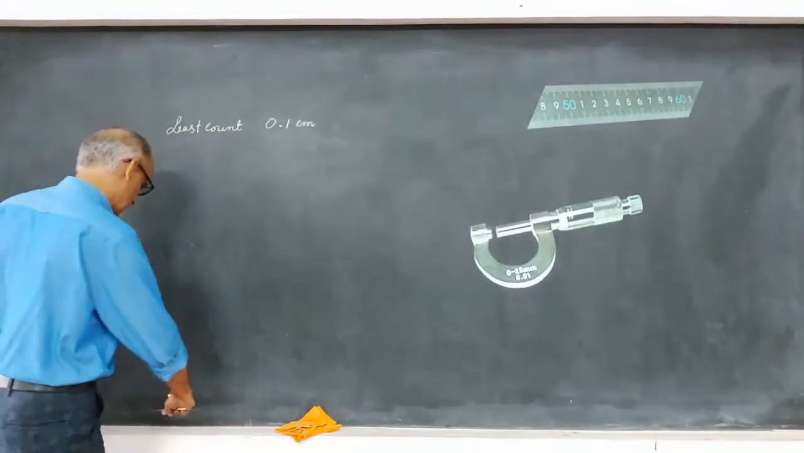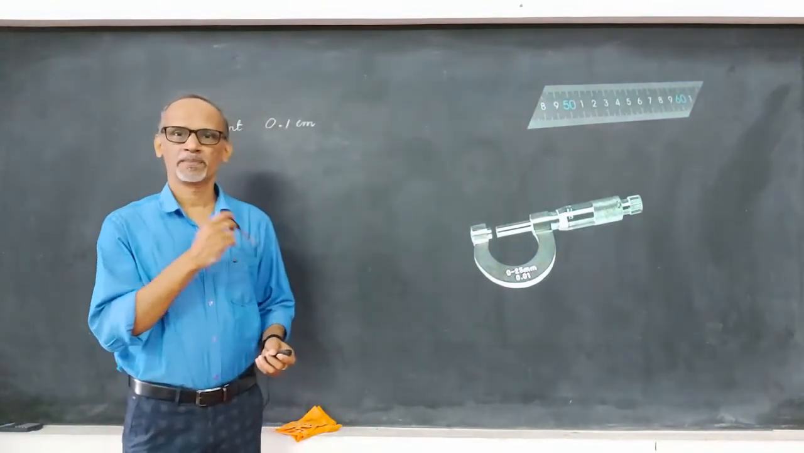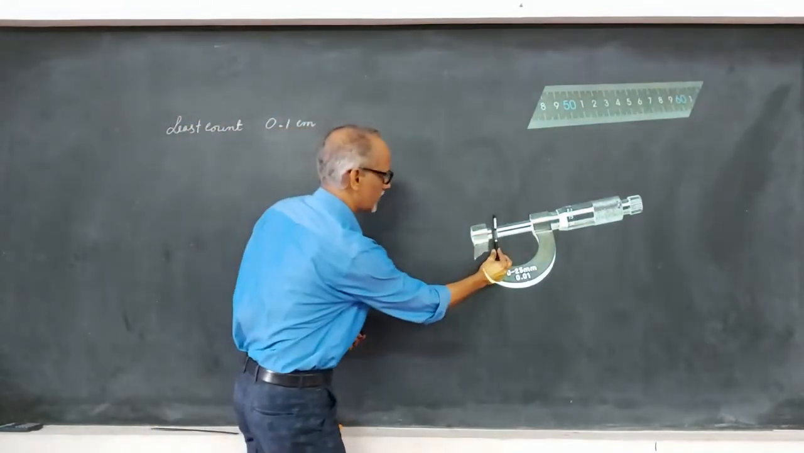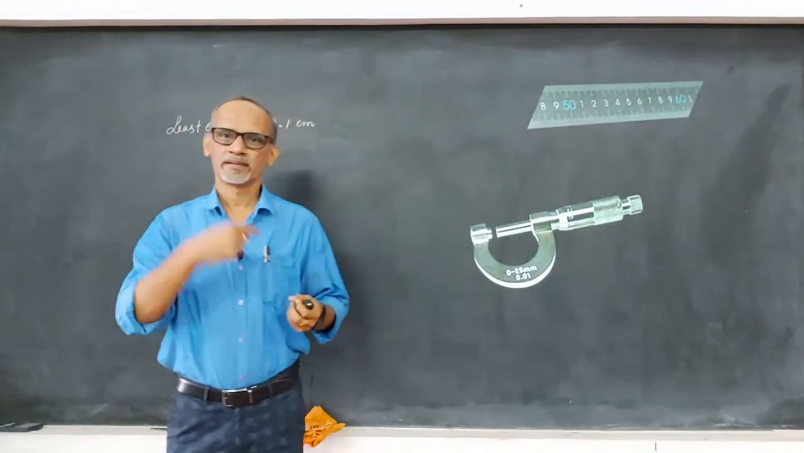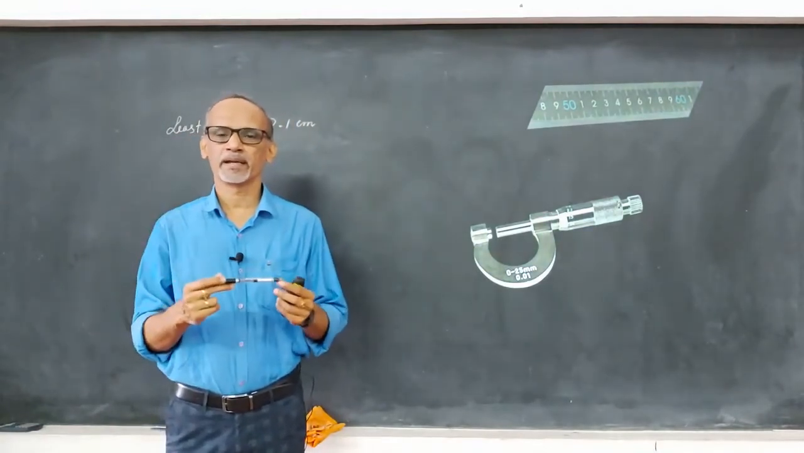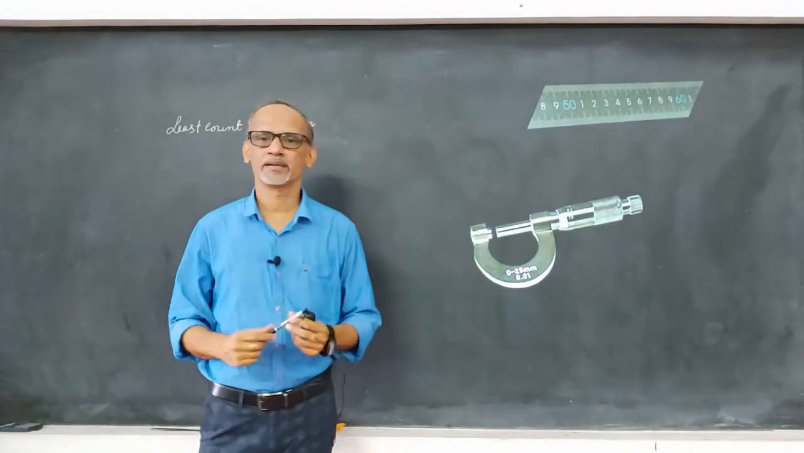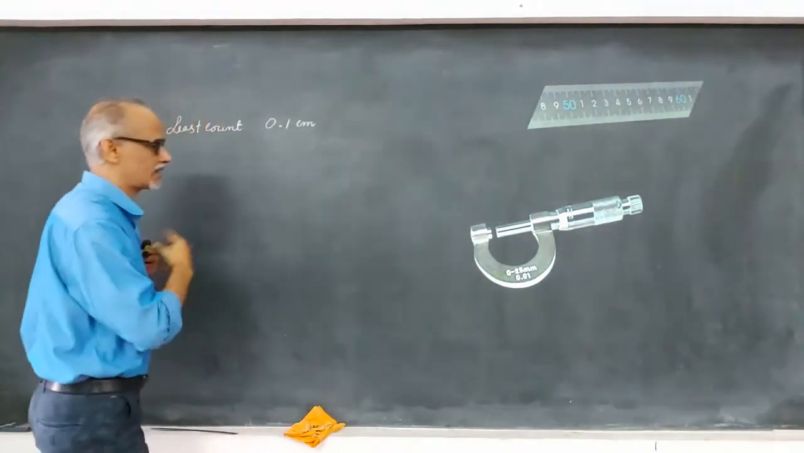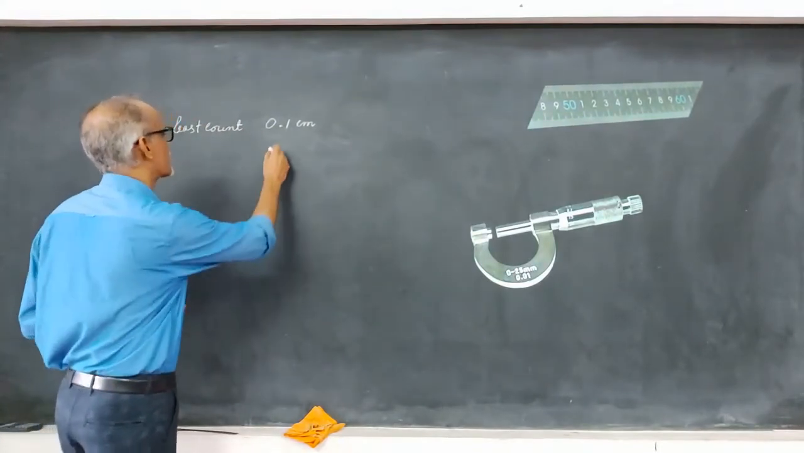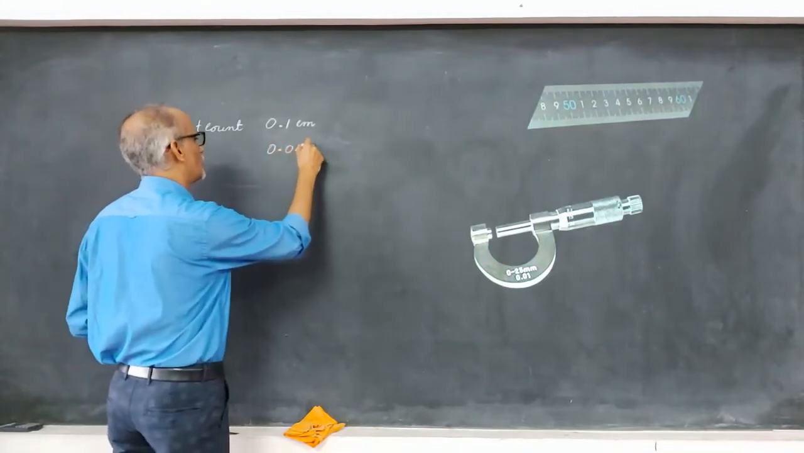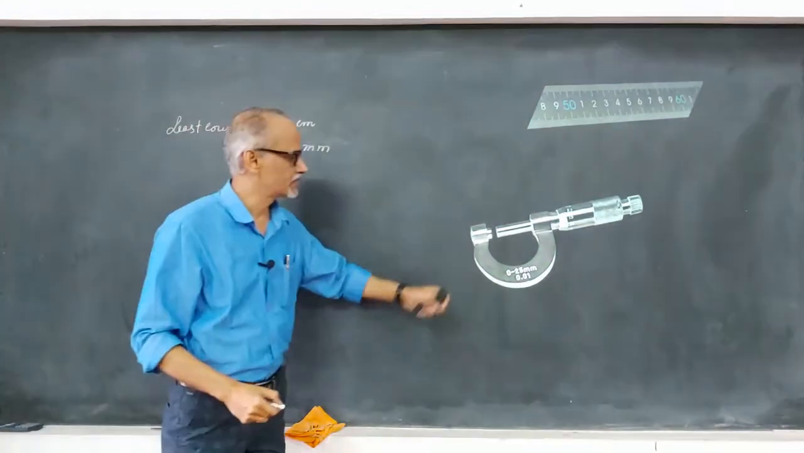We have one more device called screw gauge. I can place this pen here in between, and then I can take the thickness of this particular pen. I can measure how thick this pen is using this device. And the least value that I can measure using this device called a screw gauge is 0.01 millimeter, and this is called the least count of the screw gauge.